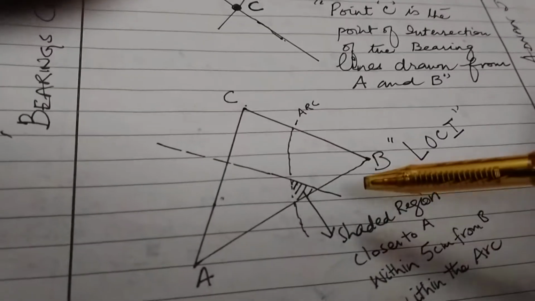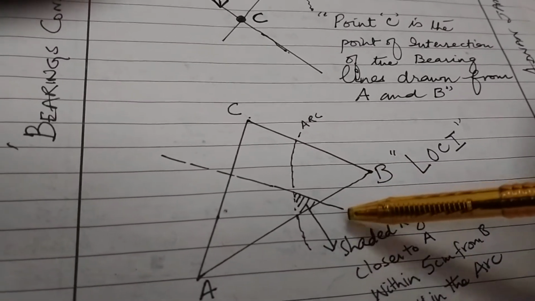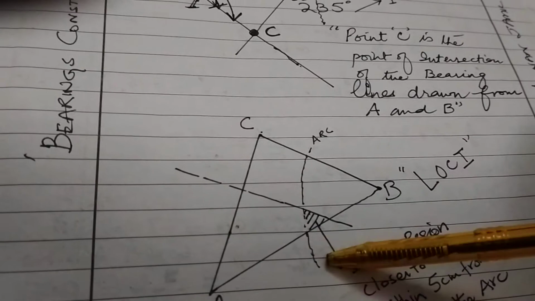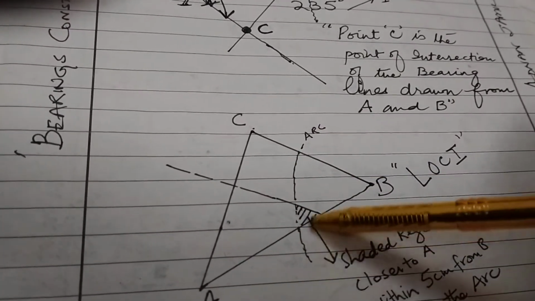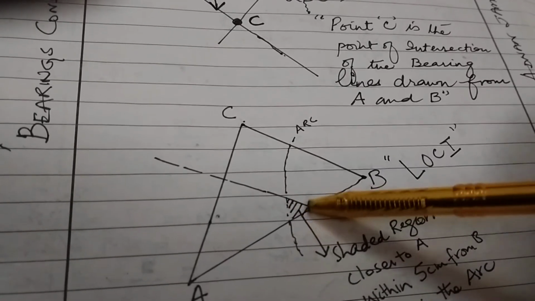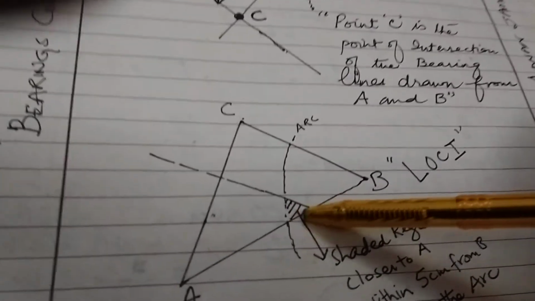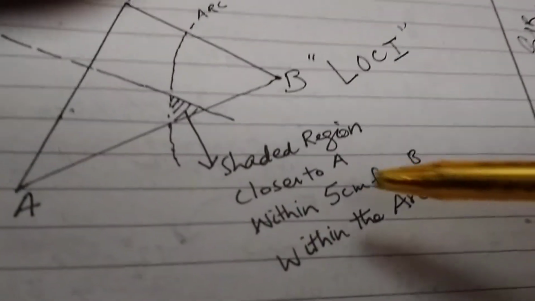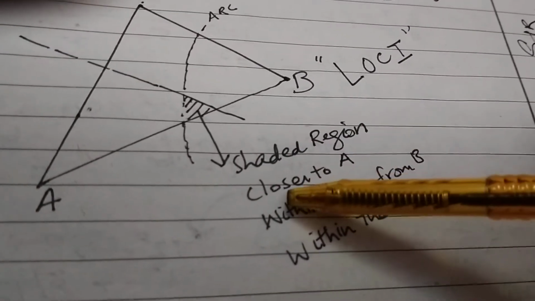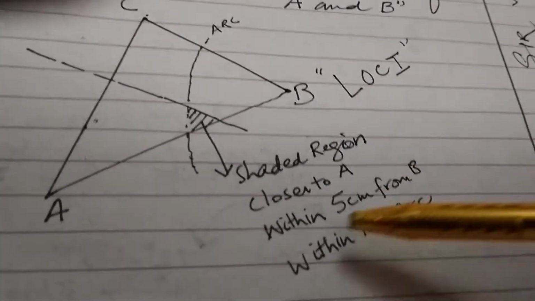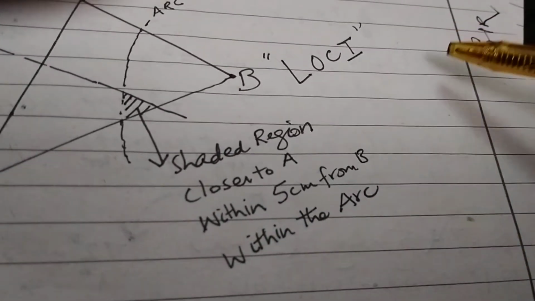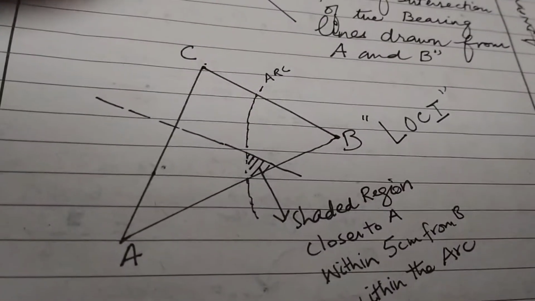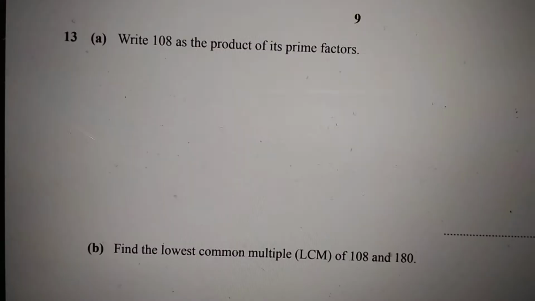So you can see that for the second part we have to shade the region within 5 centimeters, and it should be closer to A than to C. So our required region will be this one, which fulfills both criteria. I have written: shaded region decided on the basis of closer to A than C, within 5 centimeters from B, meaning within the arc. So this is your solution to this question.